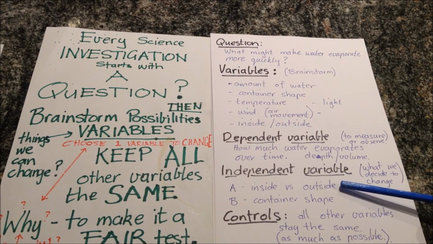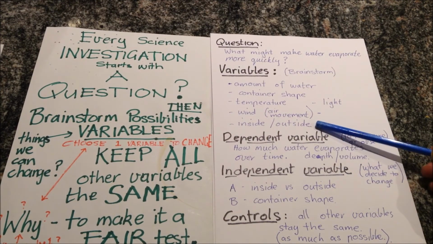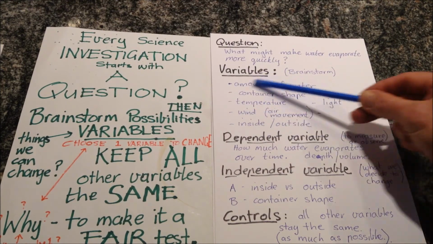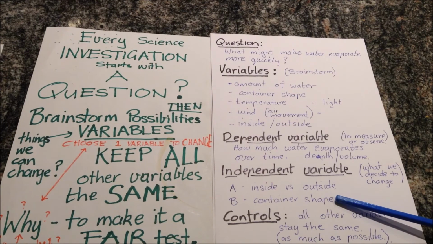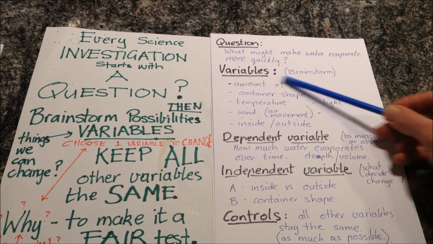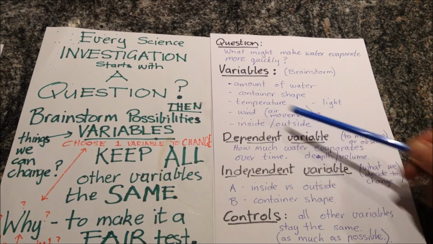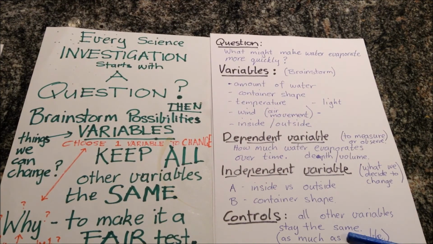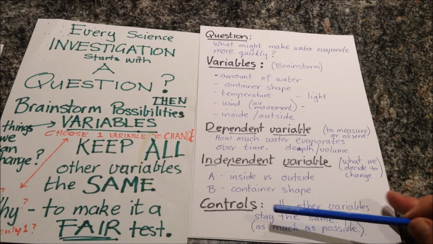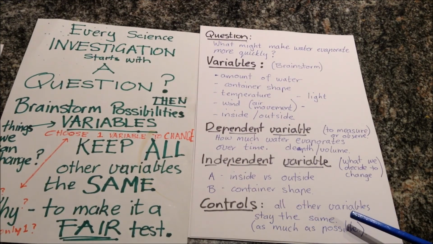But for each one of these, say for inside and outside, then I want to, as much as I can, keep all these other variables exactly the same. And then when I change the container shape for the second part, then I want to keep all those other variables the same as much as I can too. And when we keep those other variables the same, we call that a control or a controlled variable. So let's get started on that.